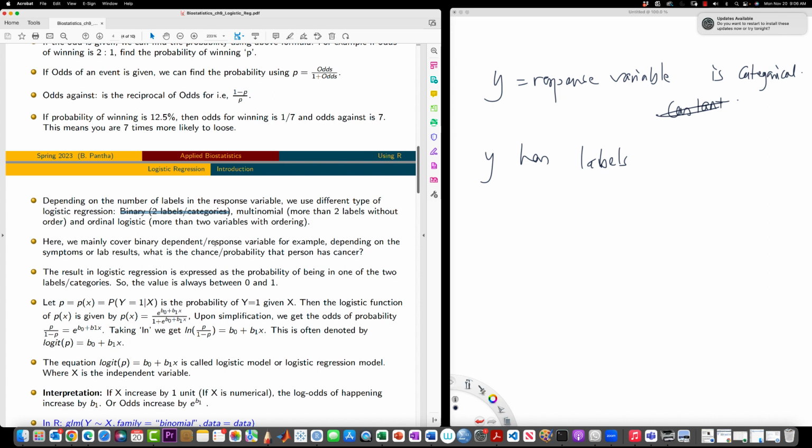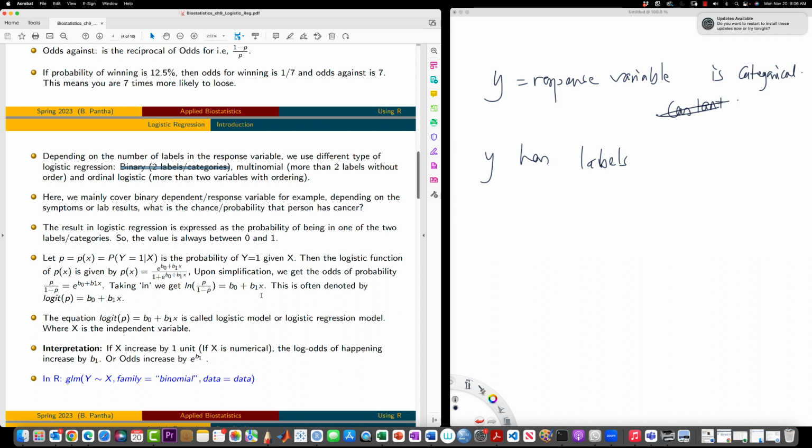For example, depending on the symptoms or the lab results, what is the chance or the probability that a person has cancer, or what are the odds of having cancer? The result in logistic regression is expressed as the probability of being in one of the 2 level categories, so the value is always between 0 and 1. That's because we will be talking about the probability of winning, probability of losing. That's what the outcomes from logistic regression are, so all the values will be between 0 and 1.